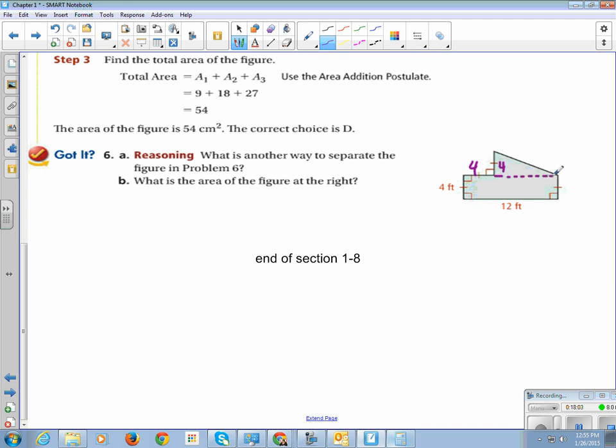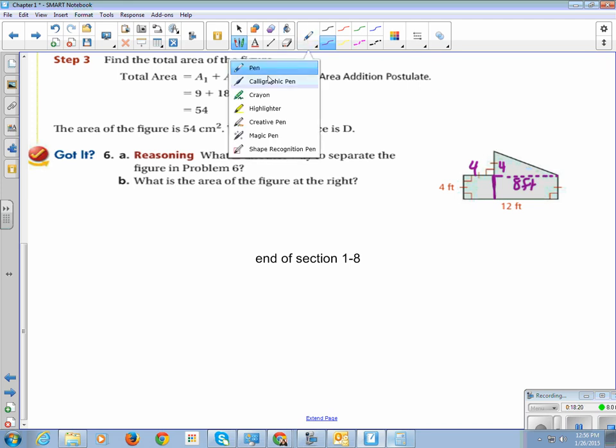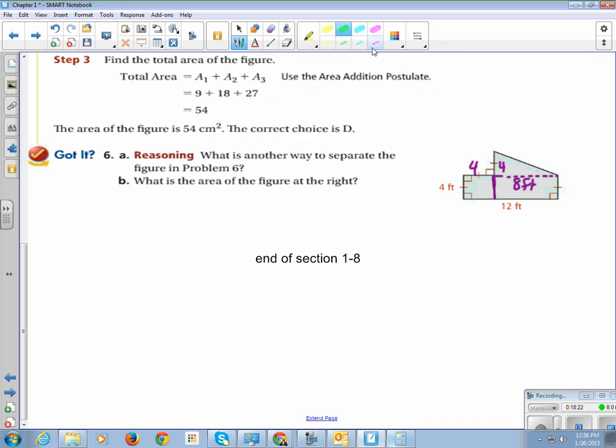I'm going to cut this little piece off here because this is 4 feet. So from here, this dashed line has to be 12 minus 4, which is 8 feet. So I'm going to find the area of this rectangle here and add it to the area of this triangle.